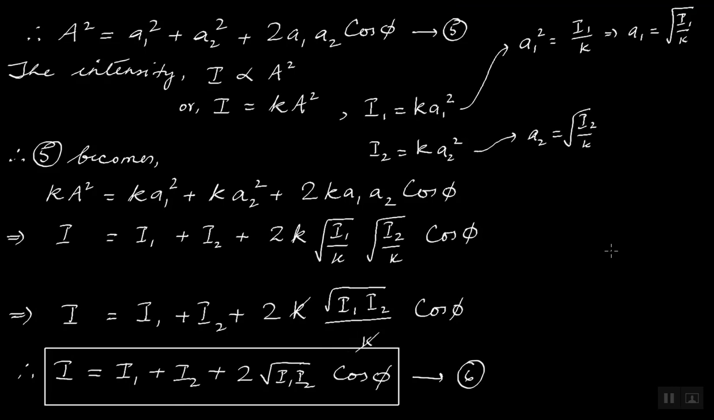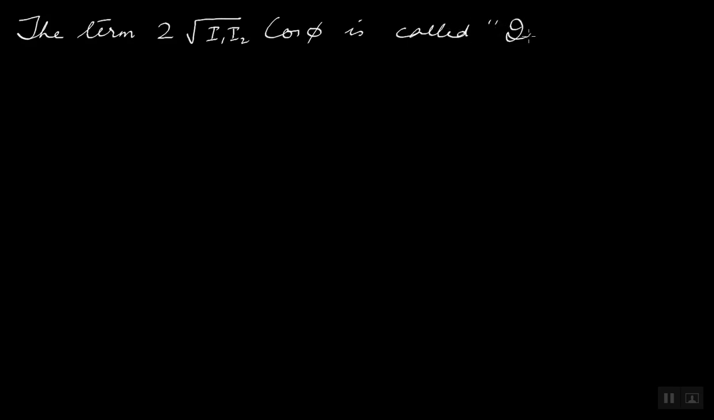Okay, all right, so now if you look at this equation 6, the total intensity is the sum of the intensities due to the two waves, okay, plus an extra term. This extra term is called the interference term. All right, so let us write it down in the next page. The term 2 root I1 I2 cos phi is called interference term.